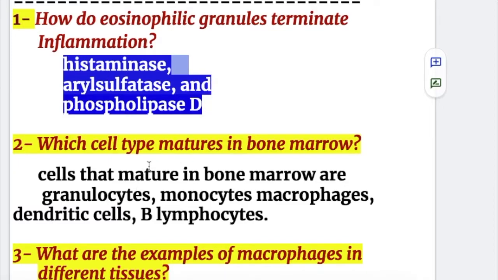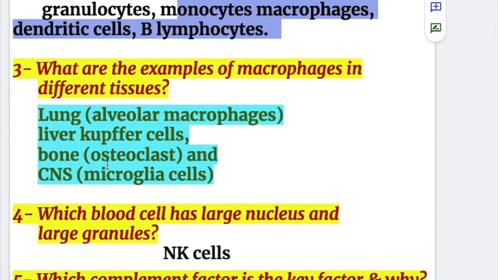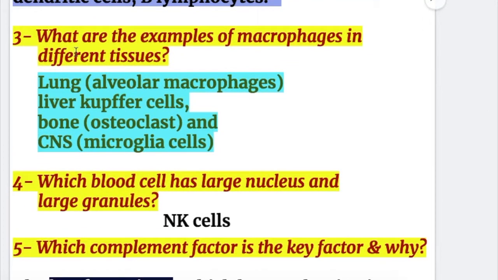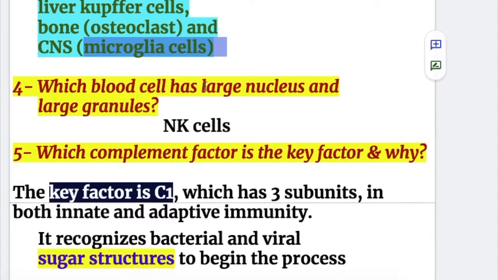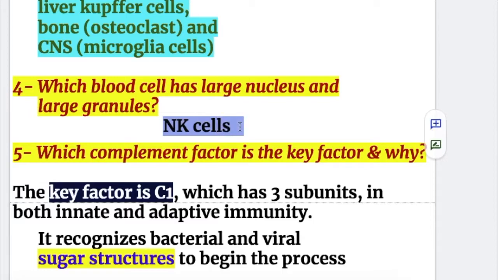Question number 2, which cell types mature in the marrow? Cell types that mature in the marrow are granulocytes, monocytes, dendritic cells. So the T lymphocytes are not matured in the bone marrow. What are the examples of macrophages in different tissues? Alveolar macrophages in the lung, Kupffer cells in the liver, osteoclasts in the bone, and microglia cells in the central nervous system are the examples of macrophages. Which white blood cells have a large nucleus and large granules? The answer is the NK cell, important in innate immunity.